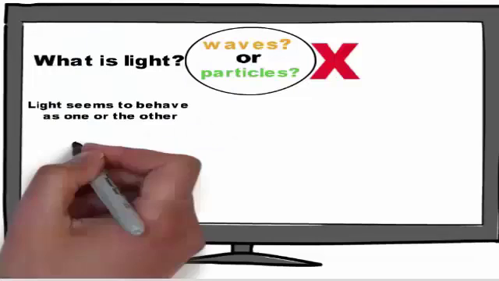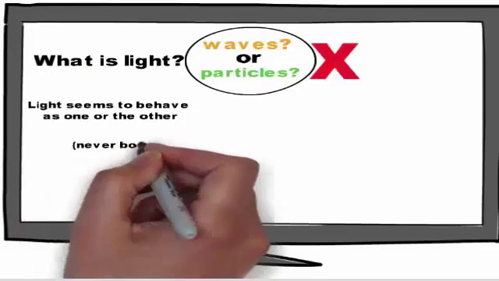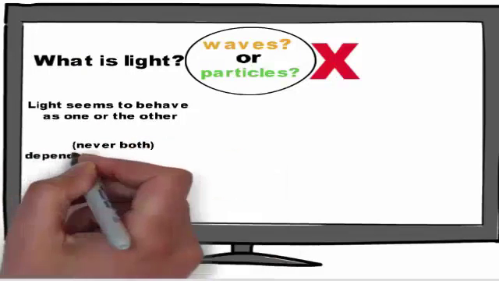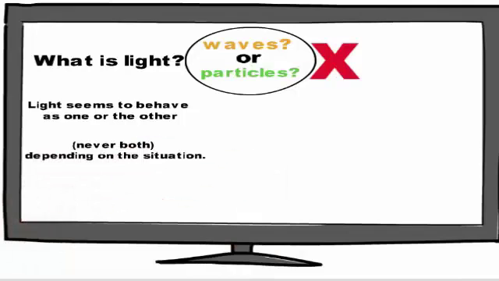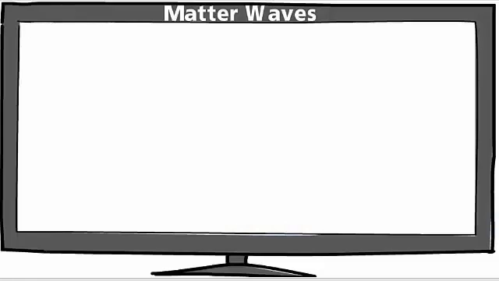What is light? Is it a collection of waves or particles? The answer is both and neither. Light seems to behave as one or the other depending on the situation. When light energy propagates, the wave model must be used. When the energy interacts, the particle model must be used.